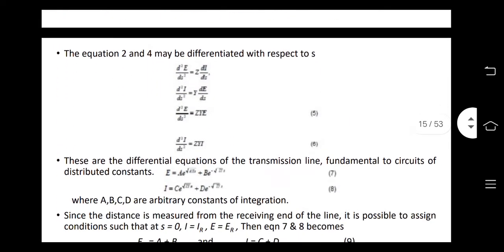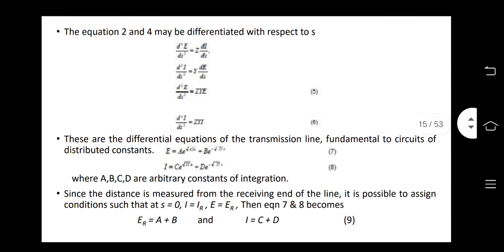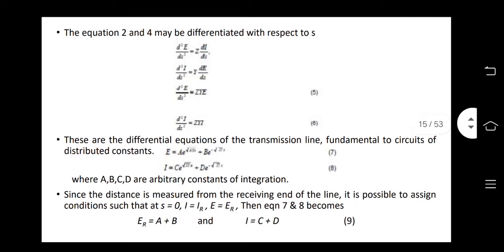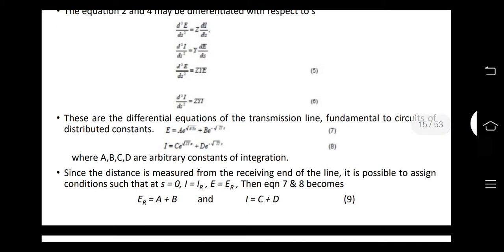So equations 2 and 4 may be differentiated with respect to S. We get d square E by ds square equals Z into dI by ds, whereas d square I by ds square equals Y into dE by ds. While substituting the values there, we get d square E by ds square equals ZYE, and d square I by ds square equals ZYI, which are equations 5 and 6.